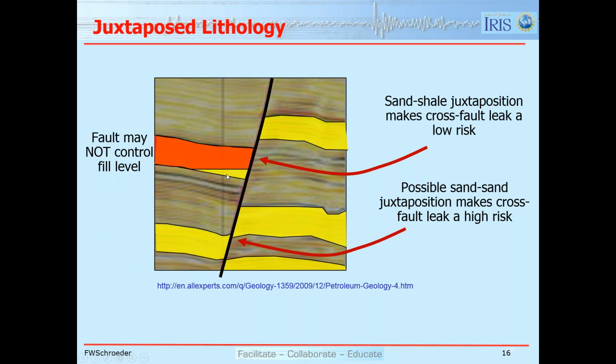So if we had hydrocarbon in this sand, if we are juxtaposed against shale and the fault zone is not porous and permeable, then we would consider this to be a sealing fault. However, the lower sand can have a sand-to-sand juxtaposition here, and so we might have cross-fault leak. We could start to fill this thing up until it reaches a synclinal spill point, and then we would spill further off to the right.